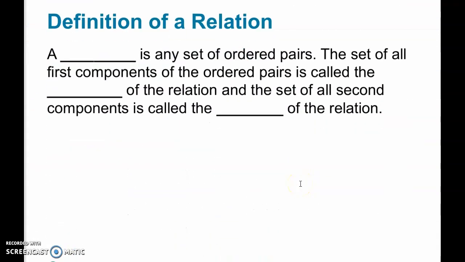So let's take a look at the formal definition of a relation. We're going to be filling in the blanks here. It says here, a relation is any set of ordered pairs. The set of all the first components of the ordered pairs is called the domain of the relation. And the set of all the second components is called the range of the relation.